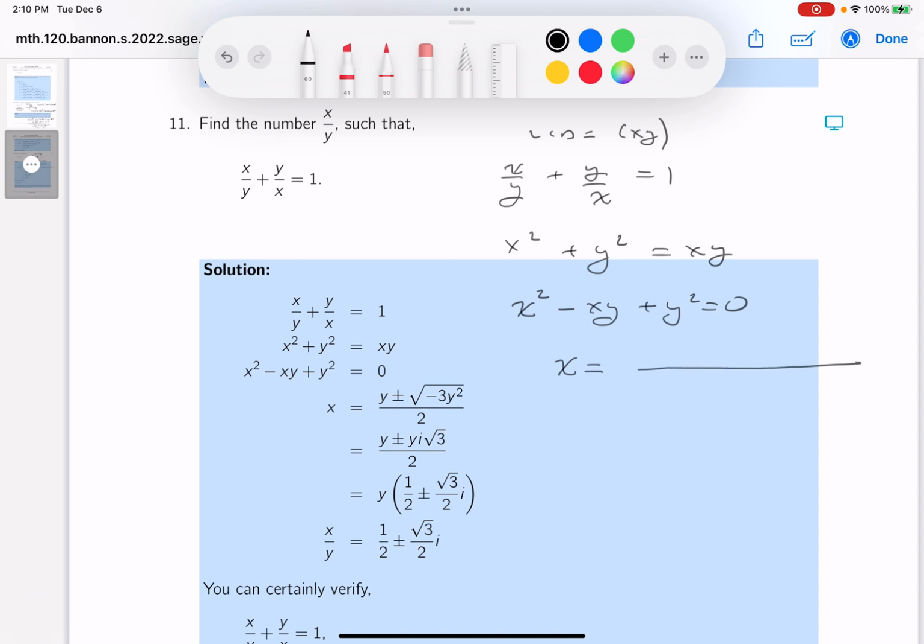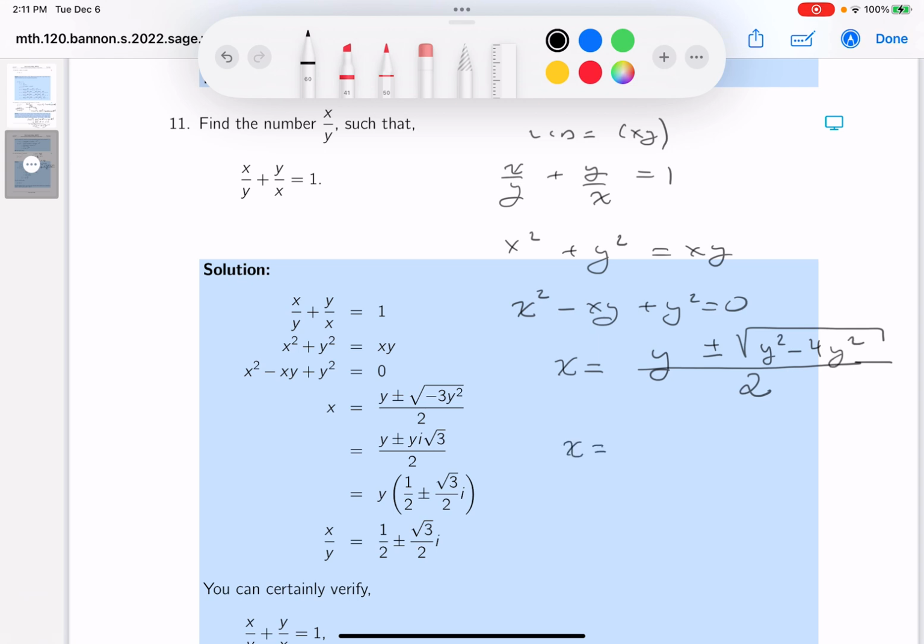The coefficient on the x squared term is 1, so the denominator is going to be 2, because 2 times 1 is 2. The coefficient on the linear term is minus y, so I have to take the opposite of that, which would be y. That's like the minus b, by the way. Plus or minus the square root of b squared, which would be y squared, minus 4. The a is 1, and the c is y squared. All right, let's keep going.